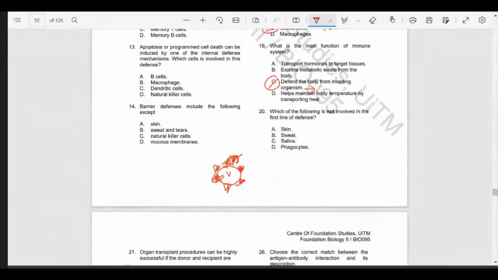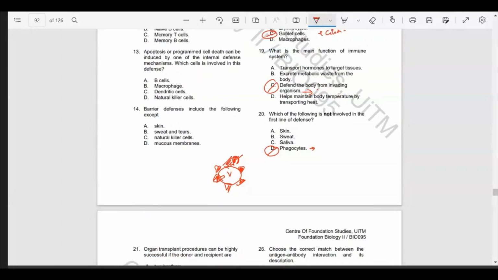Alright, so thank you, Shirley. Next, 20 is Rashida. Which of the following is not involved in the first line defense? The answer is D, phagocytes. Where are they involved, if not the first line? Second line defense, or internal defense. Okay. Internal defense, remember it has 4.